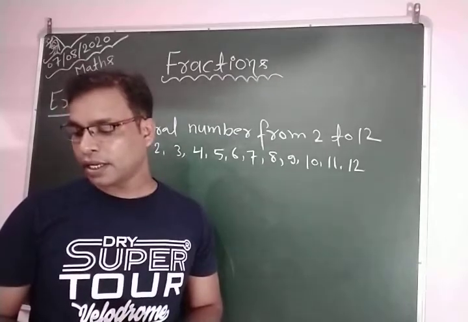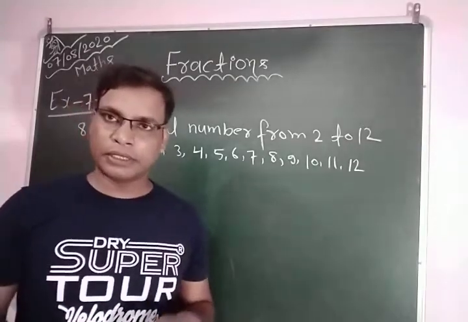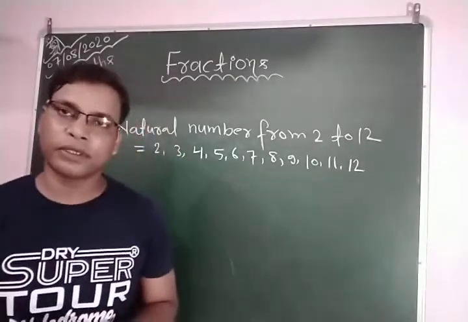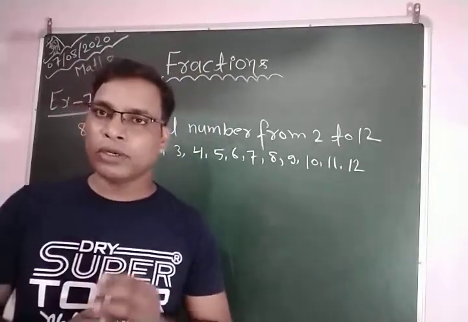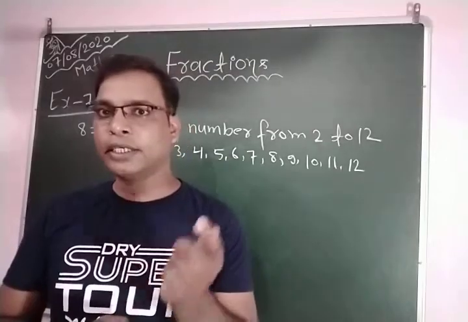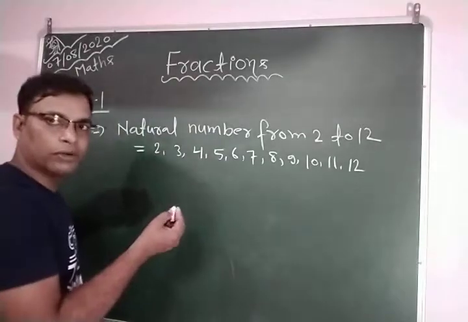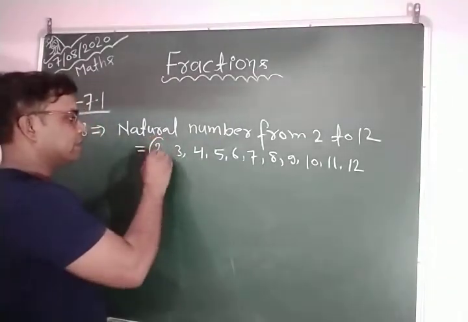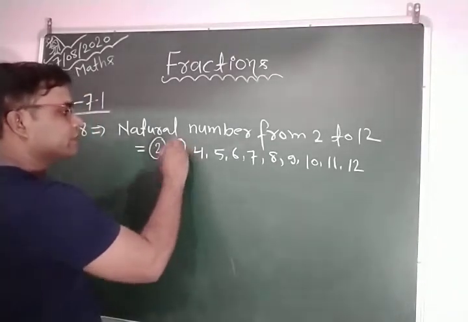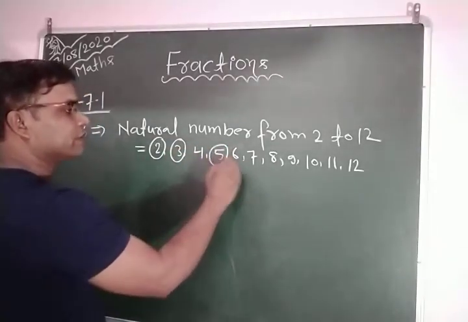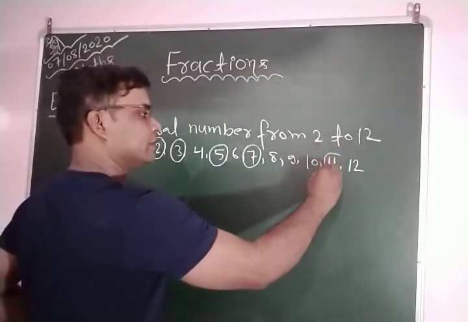What fraction of them are prime numbers? So what are prime numbers? Tell me, what are prime numbers? A number that has only two factors, 1 and itself, is called a prime number. So here count the prime numbers. 2 is the even prime number, and the others are prime numbers too.